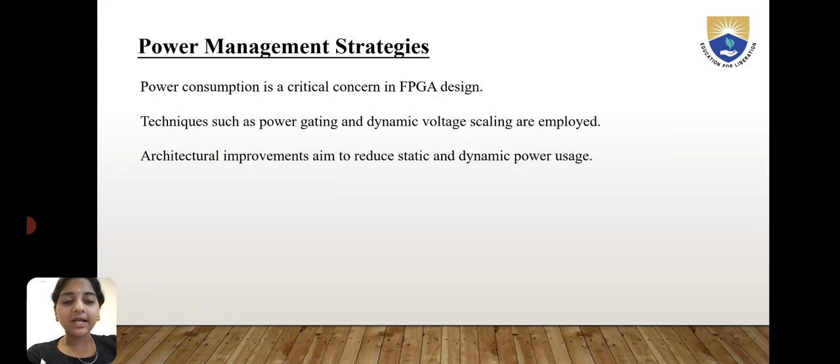Power management strategies. Power consumption is a critical concern in FPGA design. Techniques such as power gating and dynamic voltage scaling are employed. Architectural improvements aim to reduce static and dynamic power usage.